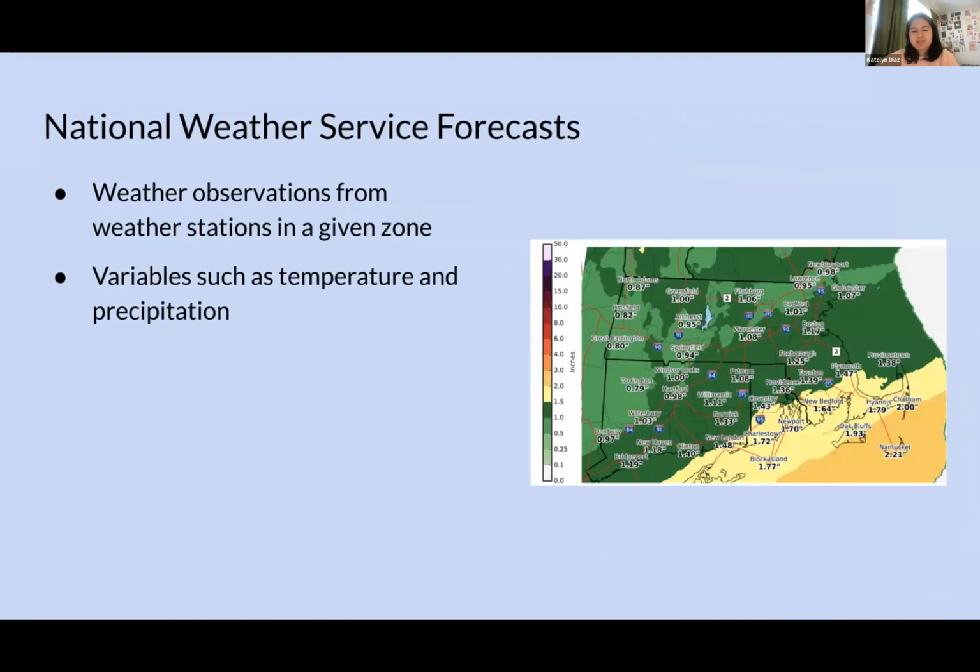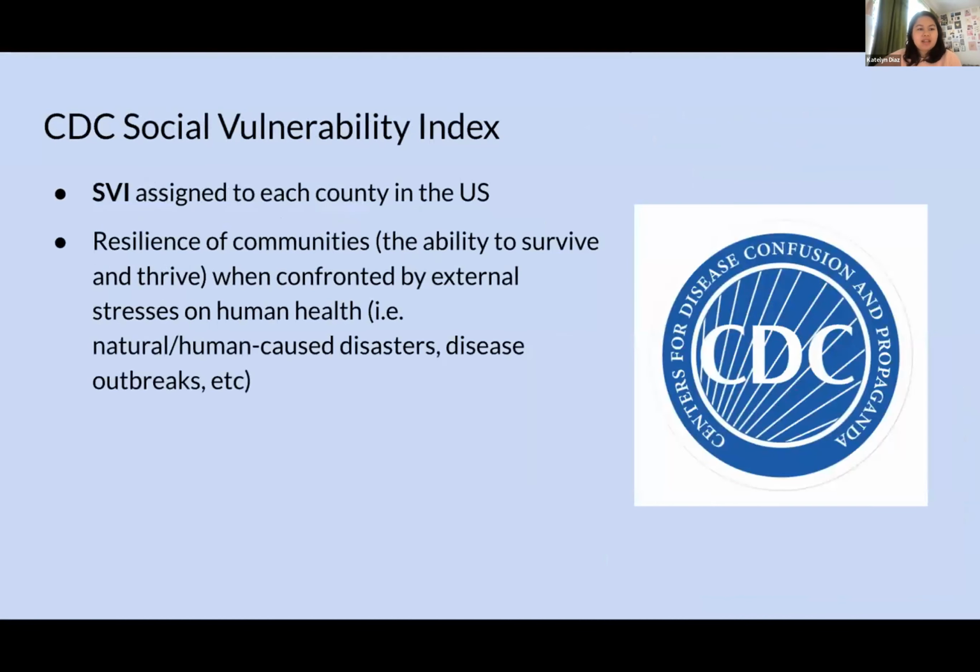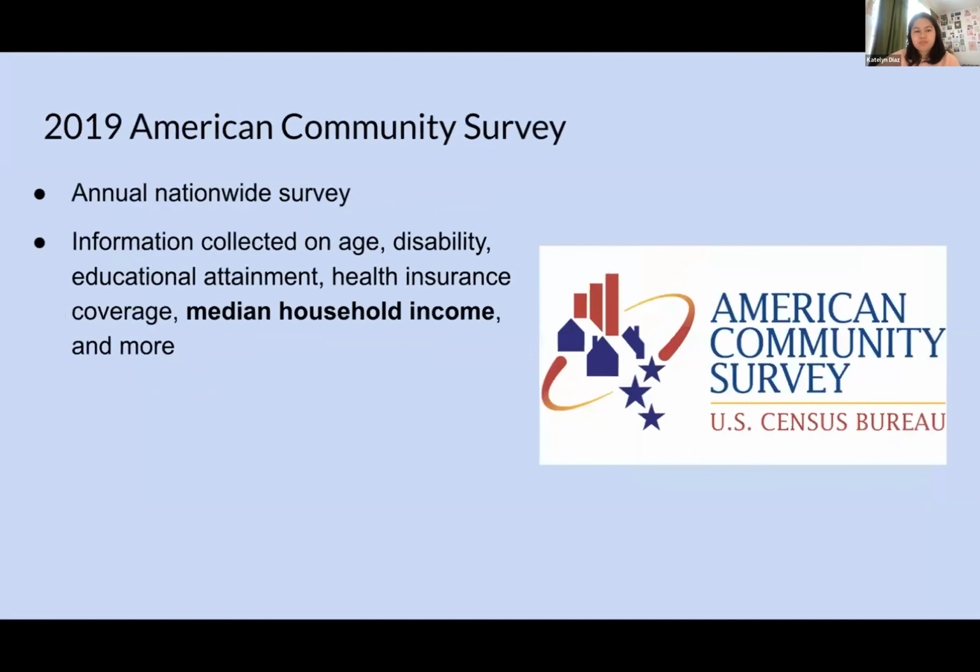as temperature and precipitation. And the CDC Social Vulnerability Index, or SVI, which is assigned to each county in the US, and it measures the resilience of communities, meaning the ability to survive and thrive when confronted by external stresses on human health, such as natural or human-caused disasters, disease outbreaks, and more.